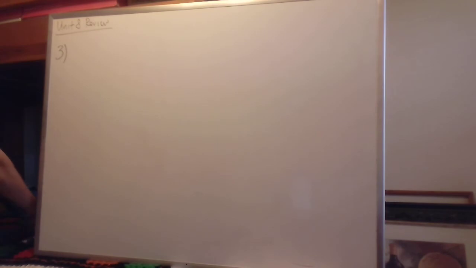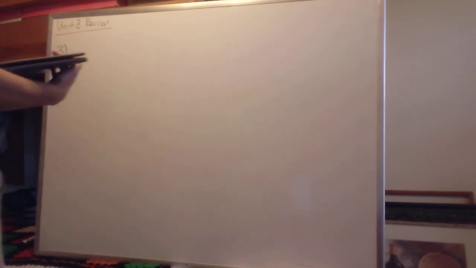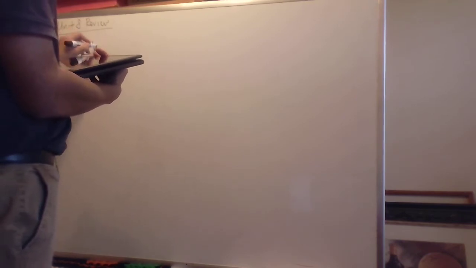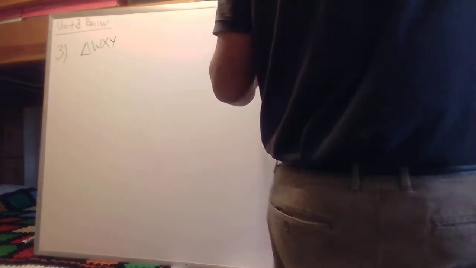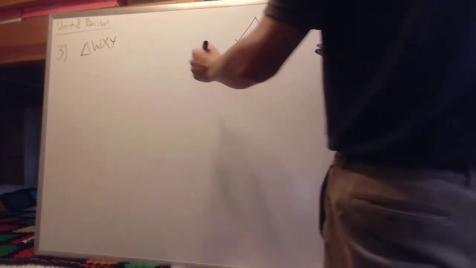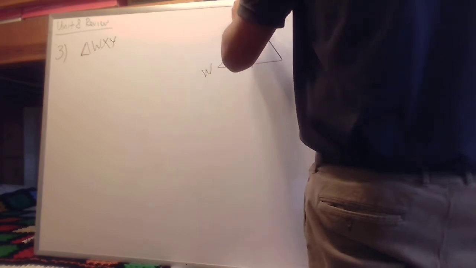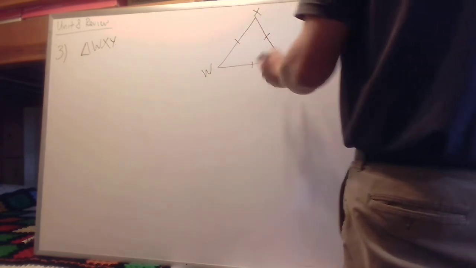All right, so for number 3, we have an algebraic problem. It says find x and the length of each side for triangle WXY, and it says that triangle WXY is an equilateral triangle. So we're going to have an equilateral triangle. I'm going to automatically draw these congruency statements, because that means that no matter what side length we're looking at, they're all equal.